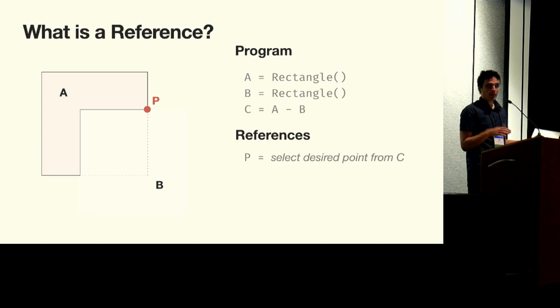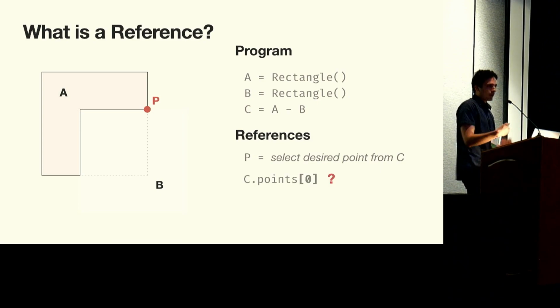And note that there may be many points, right? Depending on how the squares intersect, they could intersect in different ways. B could completely swallow A, and there could be no points. So one very naive approach would be, let's select it by the index, get the first one. Depending on how they intersect, this might or might not be correct.